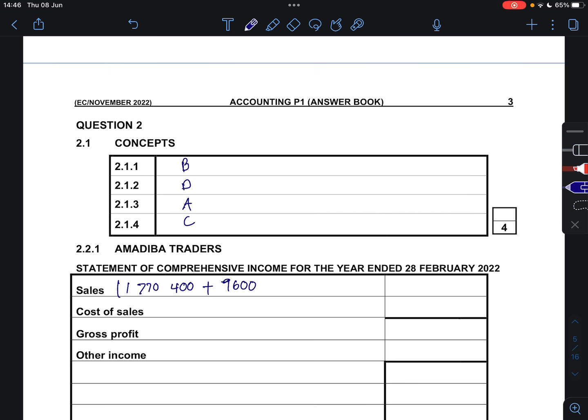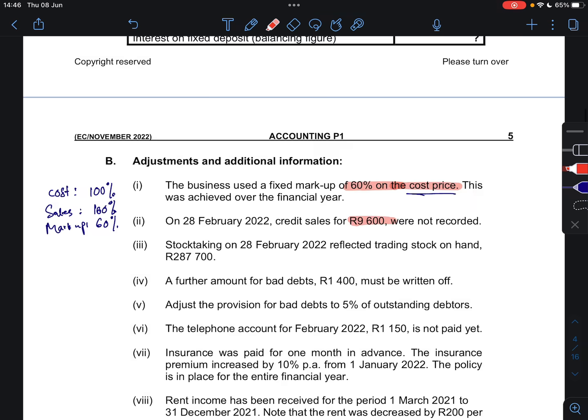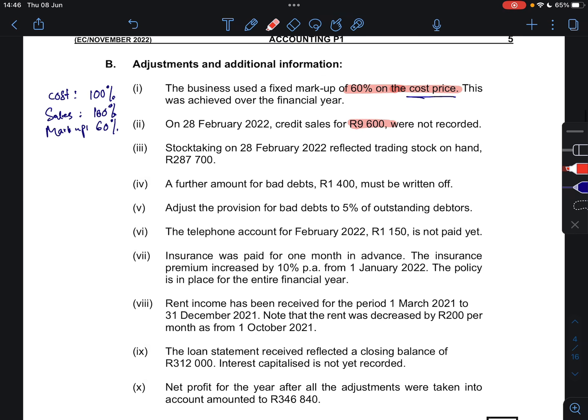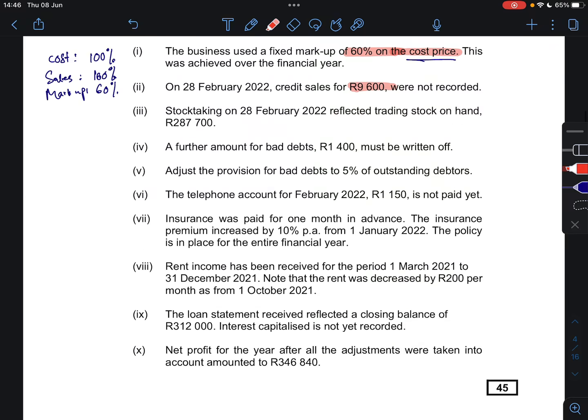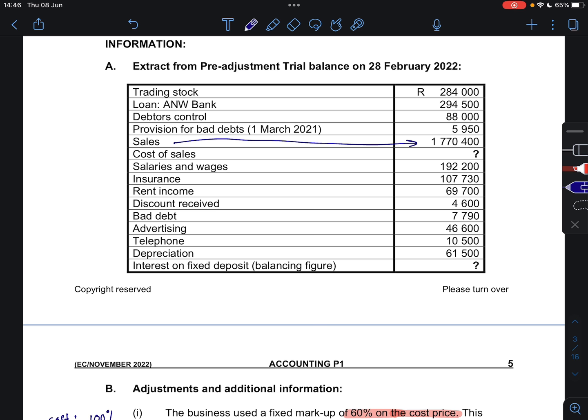Okay, and then we close there. Let's just ensure if there aren't any adjustments regarding our sales. Okay, this is stock taking, bad debts. Okay, I think we're done with our sales now. So we have got our sales amount. Let's check our cost of sales.